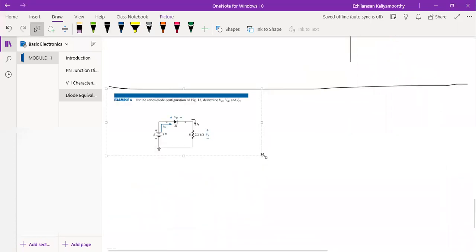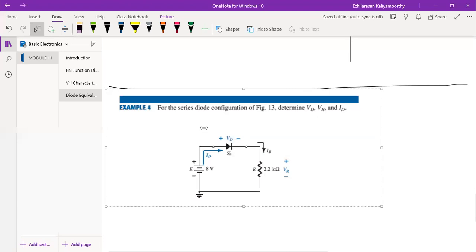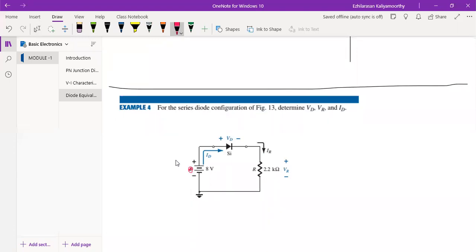Okay, see, this is the figure now. For the series diode configuration, you need to determine the diode reverse voltage VR and the diode current here. This will be your applied voltage. Here they have given E, right? Don't consider this E, because it will be very simple for you. Say this is a battery, this is actually a battery.